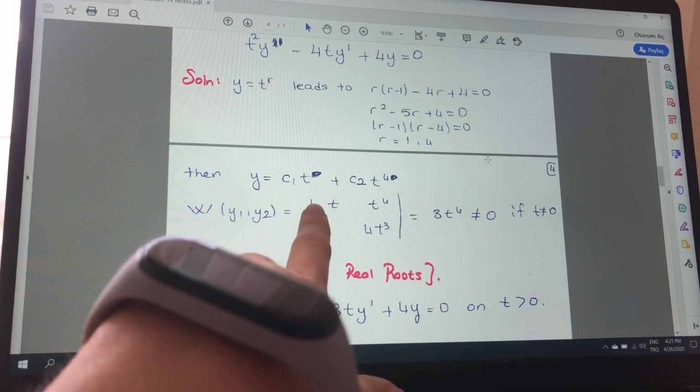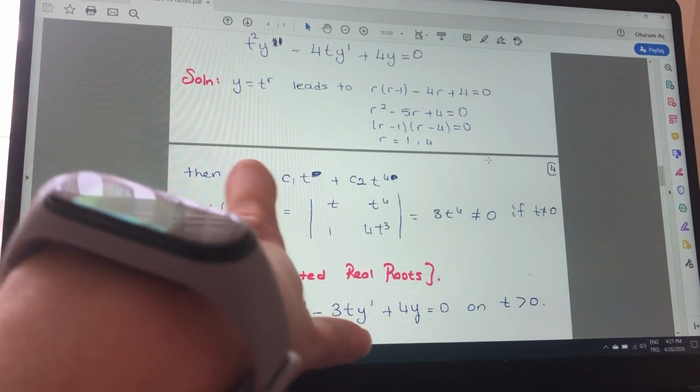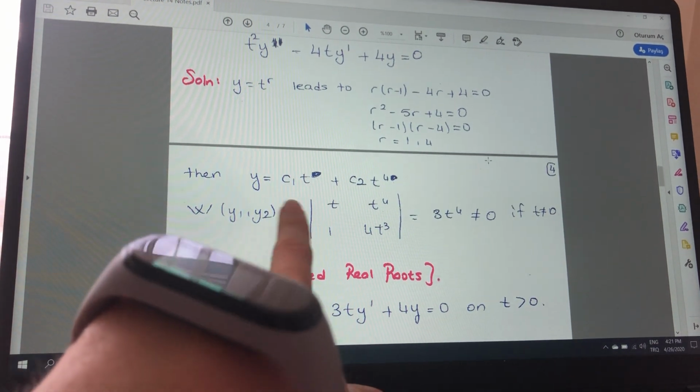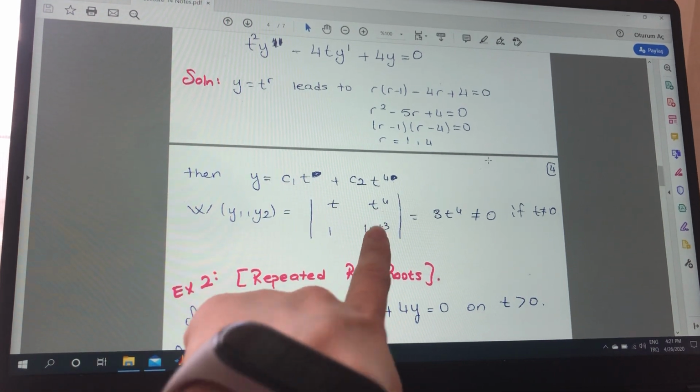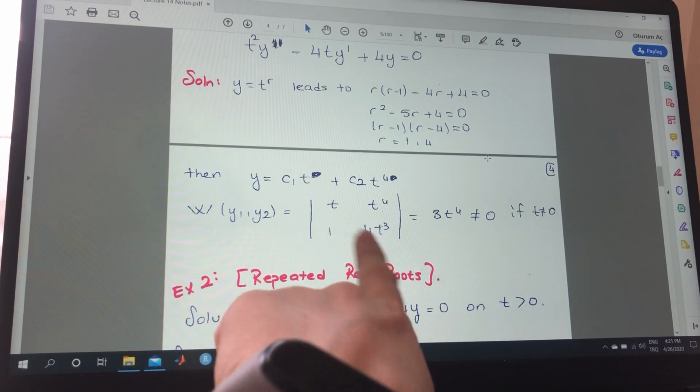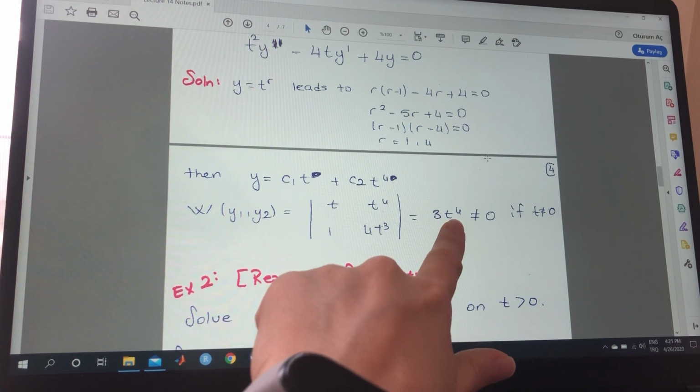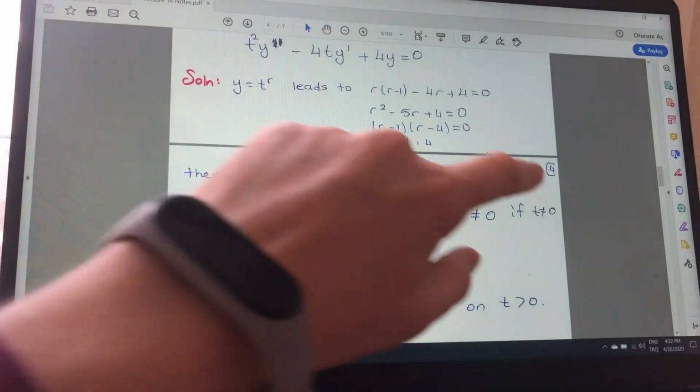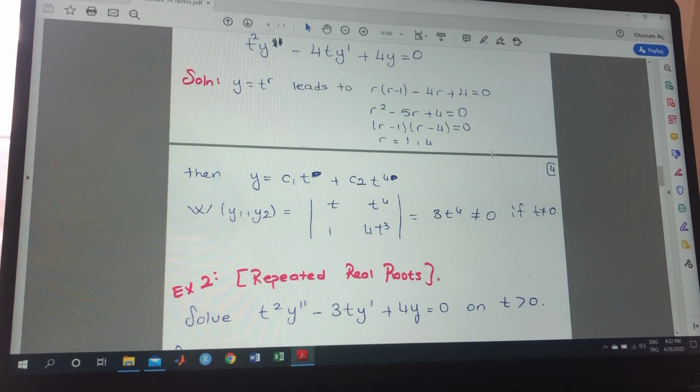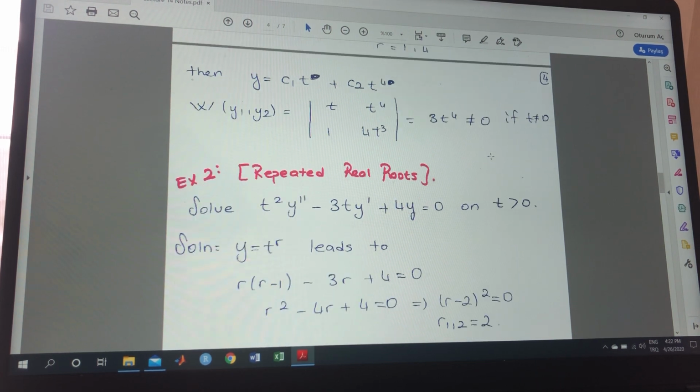So c1 t^1 plus c2 t^4 is the solution. And you know that to be able to say that they form a fundamental set of solutions, we are checking the Wronskian. So t and t^4, take the derivatives, find the determinant. 3t^4 is not 0 if t is not 0. So this is the Wronskian also.